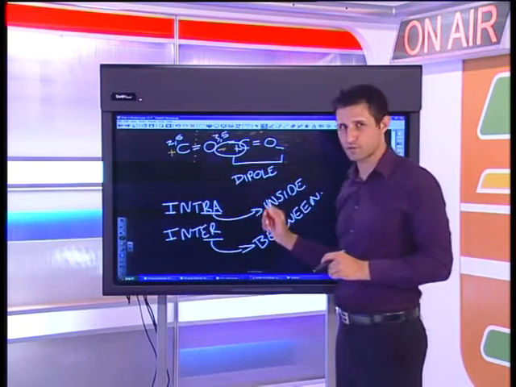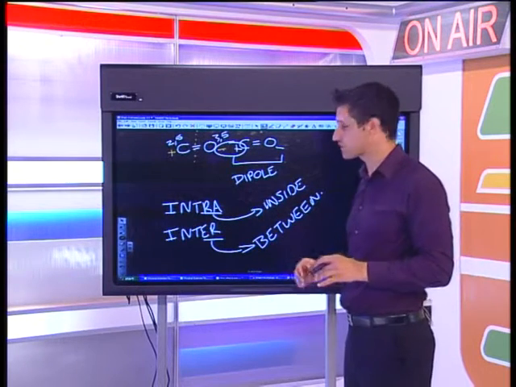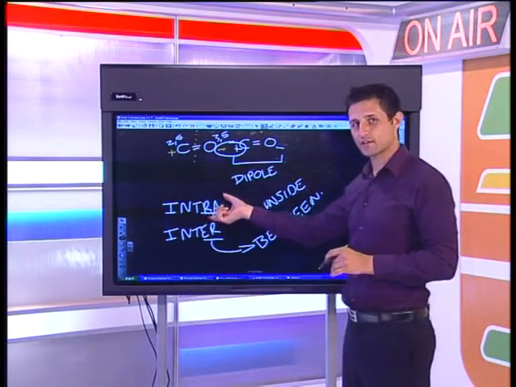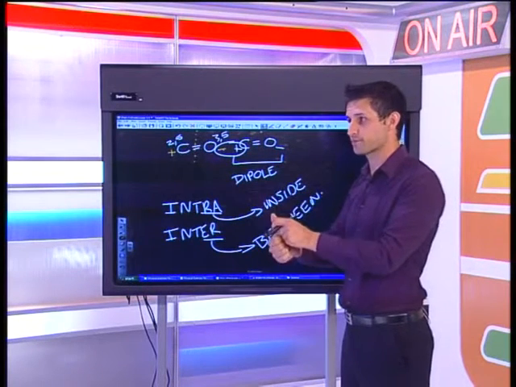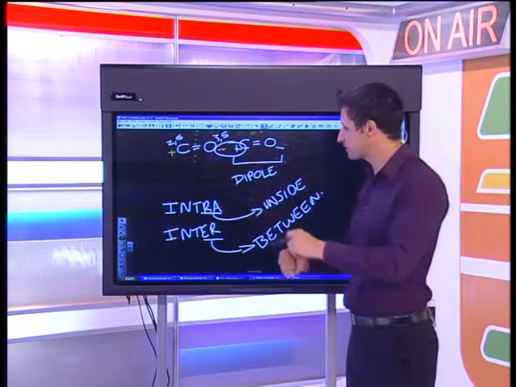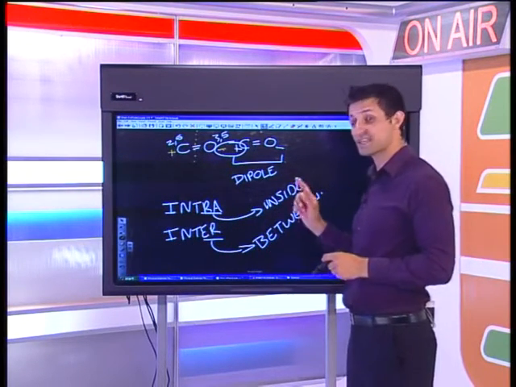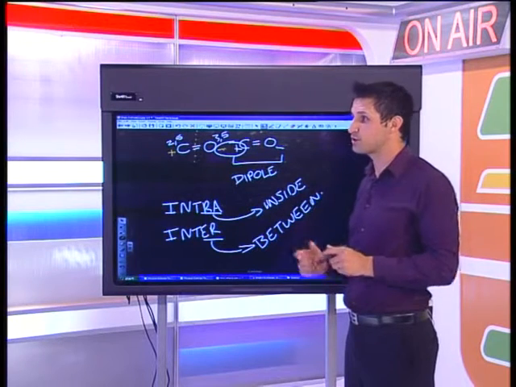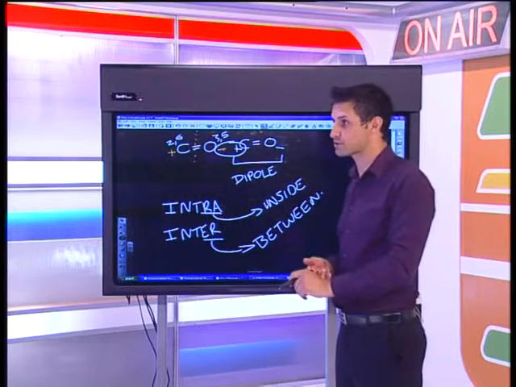Now, let me just give you a few examples of what an intra and an intermolecular force is. For intramolecular, covalent bonding is a very good example of intra. Once we've got covalent, we can start talking about intermolecular forces. These intermolecular forces would be your hydrogen bonding, your dipole-dipole, and your London forces.